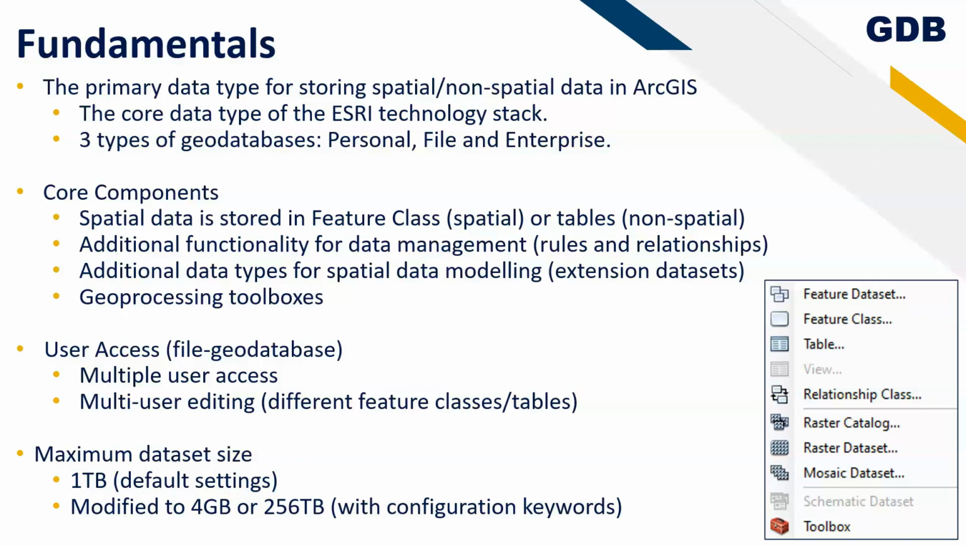The file geodatabase allows for multi-user access and editing, as long as simultaneous editing occurs on different feature classes or tables. Multi-user editing is not possible on the same feature class or table. To finish up this brief summary, it's good practice to have an understanding of file size limits within file geodatabases. The size limit per feature class is 1 terabyte with standard configurations. This can be modified to either 4 gigabytes or 256 terabytes with the use of configuration keywords.